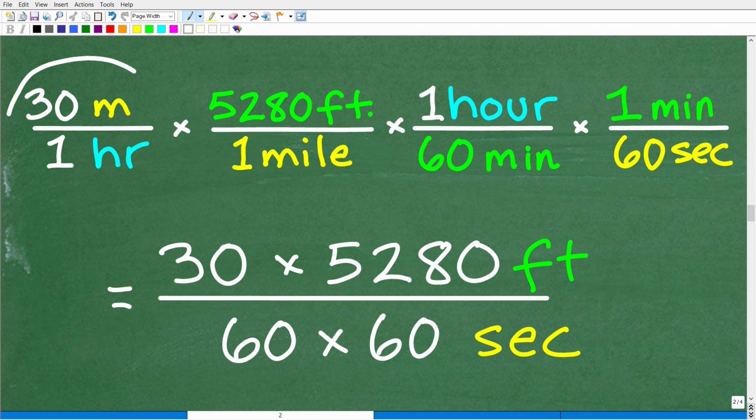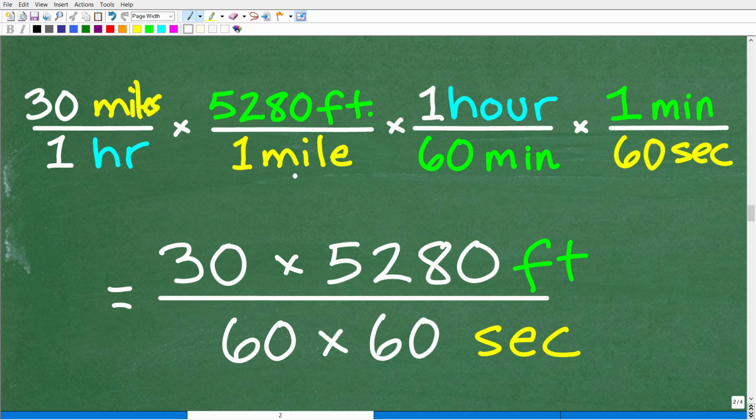Okay, so here is our 30 miles per hour. My M right there is miles. I kind of squeeze it in. All right, so this is 30 miles per hour, and we're going to convert 30 miles per hour to feet per second. Okay, so let's go ahead and just review what we did.